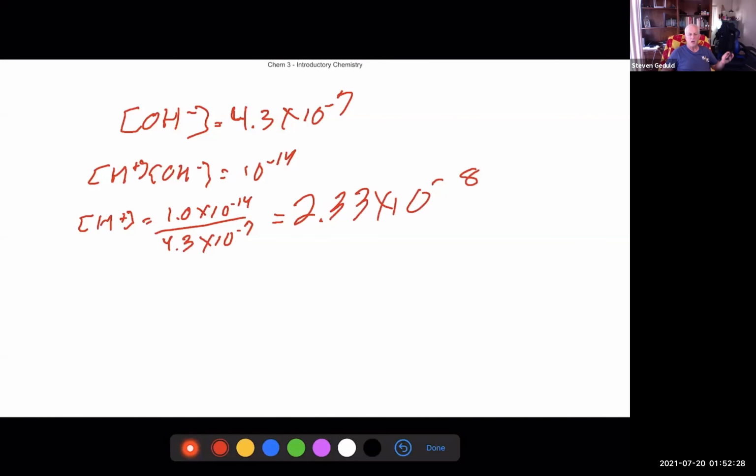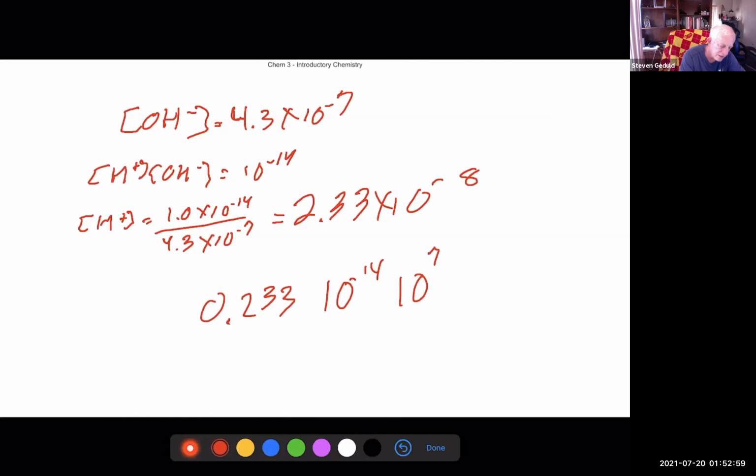And that's how to do it on the calculator if you want to use exponents. Or if you want to do the way we've done before, you use your regular calculator. You could hit 1 divided by 4.3. That comes out to 0.233. And then this is 10 to the minus 14. And this is 10 to the 7.